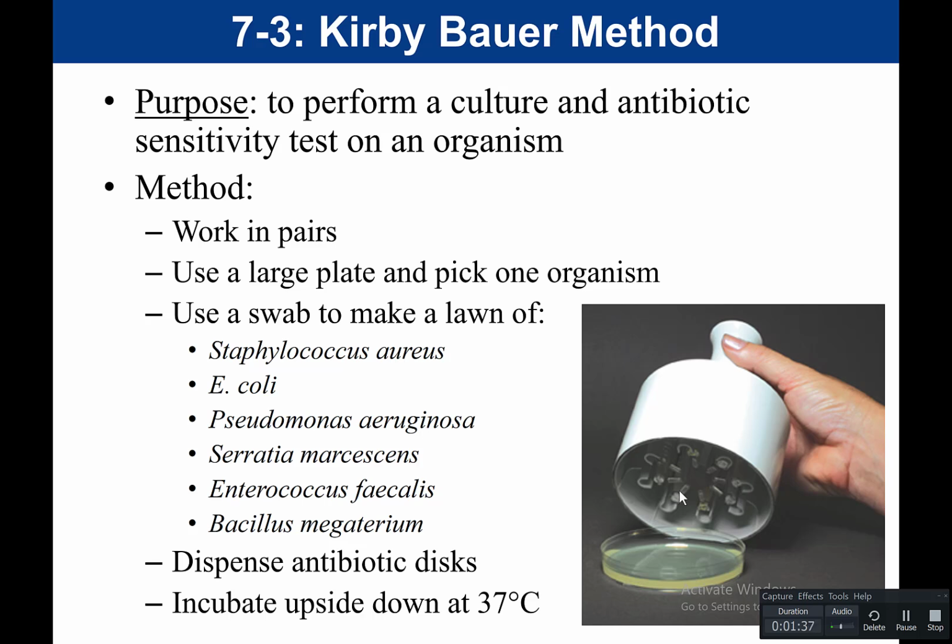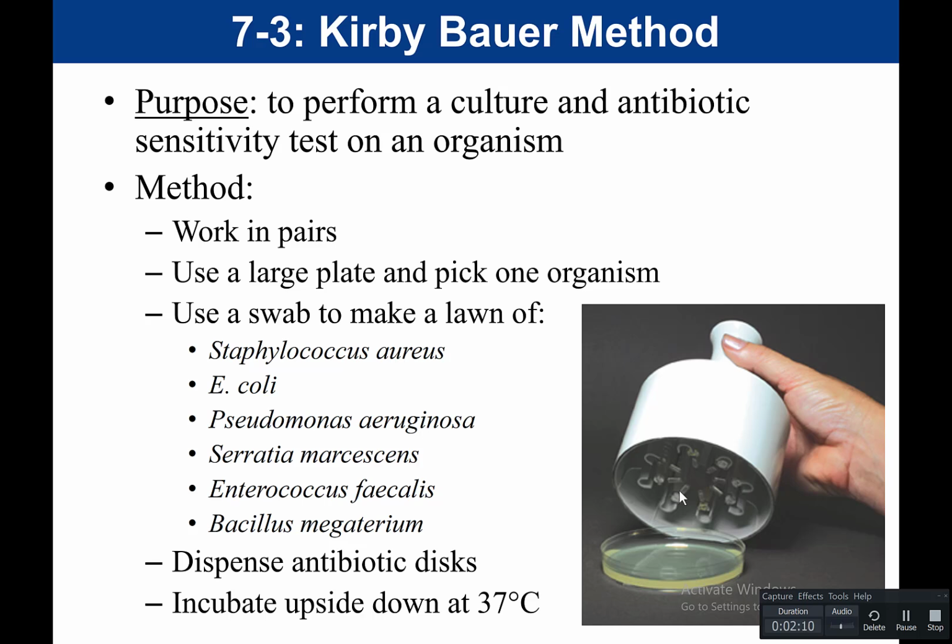So this experiment would be done in pairs. You and a partner would do this together. You would use a large, what's called a Mueller-Hinton agar plate. So these are very large petri dishes, and you would be given one of these organisms. And so in this experiment, there are 6 organisms that get tested. We have Staphylococcus aureus, Escherichia coli, Pseudomonas aeruginosa, Serratia marcescens, Enterococcus faecalis, and Bacillus megaterium.